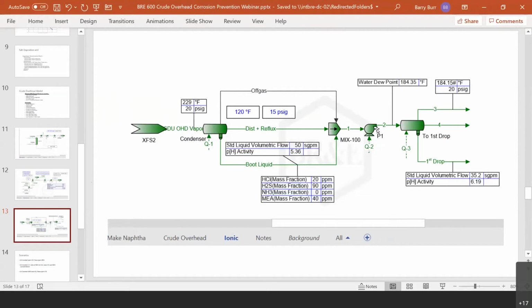we re-vaporize the stream and then condense it to the point where just a very small amount of liquid forms, so we can find the conditions of the water, aqueous water at the first drop. All of this has to be done in an electrolytic thermal package. And so that's why we're going to a different flow sheet. These calculations take much longer.